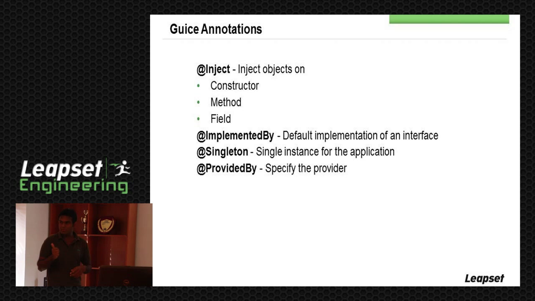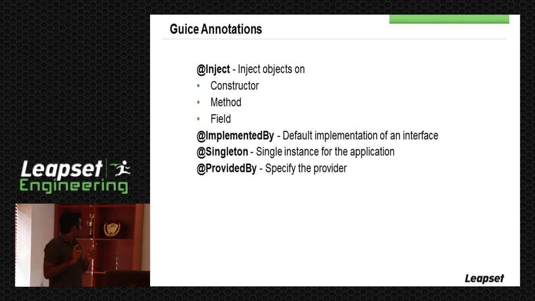Another annotation is ImplementedBy. We earlier discussed these bindings. Say we have only one interface and one single implementation of that. So we don't want to actually bind all these things. We can simply put ImplementedBy in front of the interface, and then define the actual implementation class. So it will implicitly create that binding.